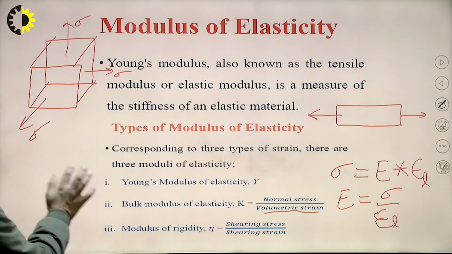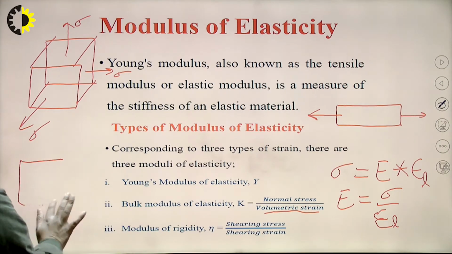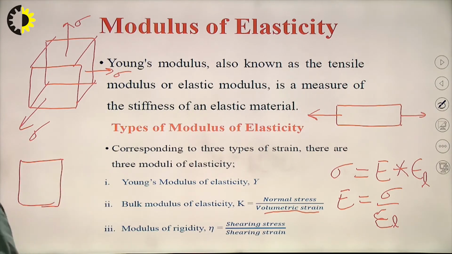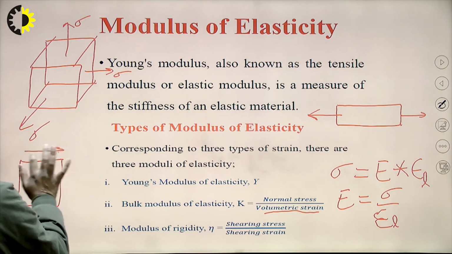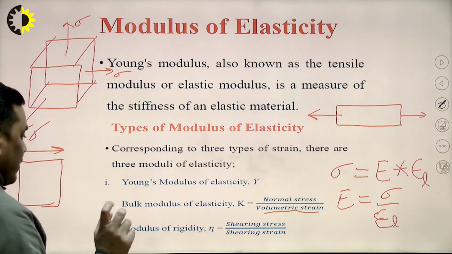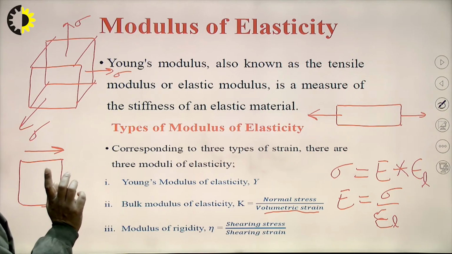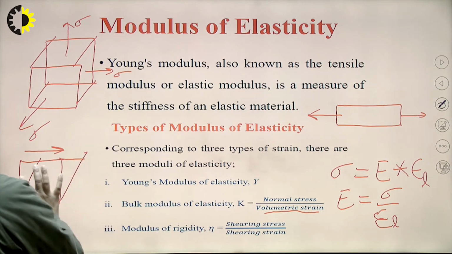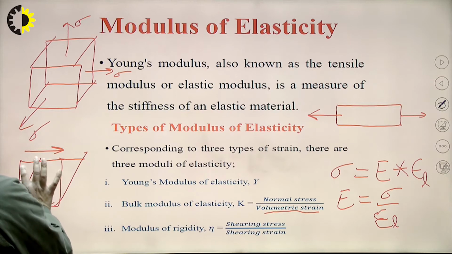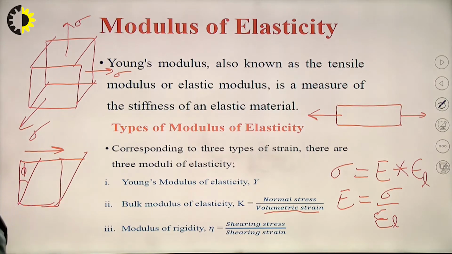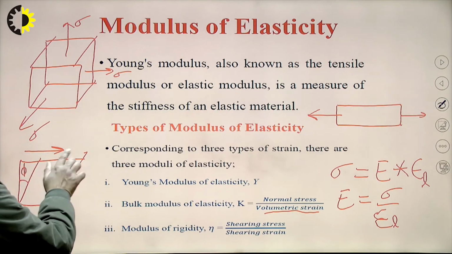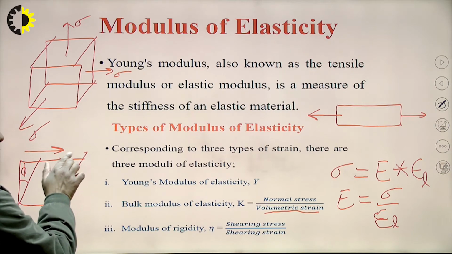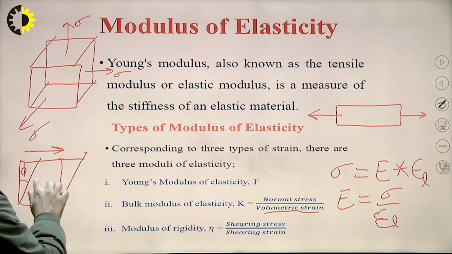Whenever we are dealing with tangential force or tangential stress, in that condition, what are we observing? We are observing the change in shape. Change in shape is given by phi or theta. So, here the stress will be shearing stress, the strain will be shearing strain.